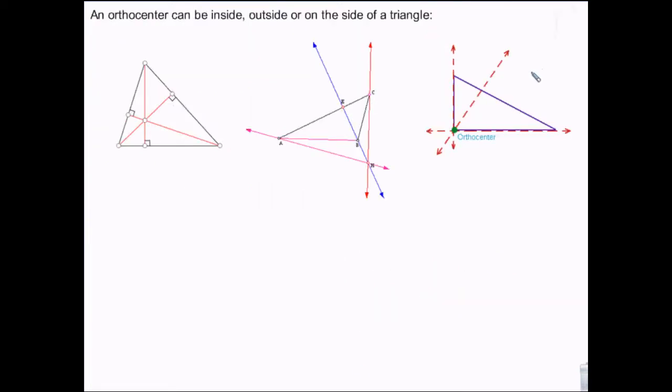Just like the circumcenter, the orthocenter can be inside or outside of the triangle. So if you have an acute triangle, the orthocenter will fall inside. If you have an obtuse triangle, the orthocenter will fall on the outside. And then if you have a right triangle, the orthocenter will be the right angle.